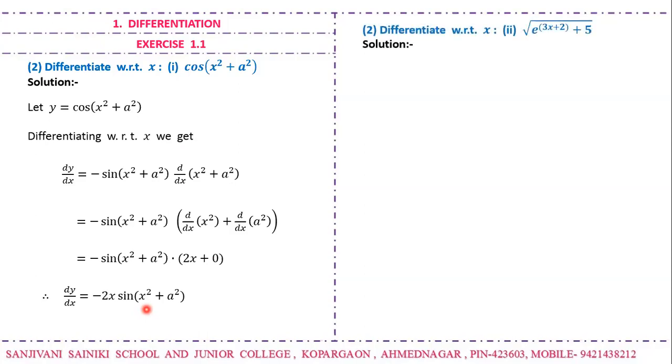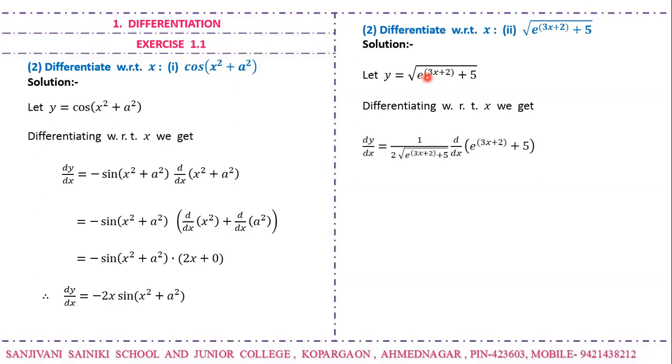The second example is under root e raised to 3x plus 2, plus 5. So let y be equal to under root (e raised to 3x plus 2, plus 5). Differentiate with respect to x. Here again we will treat this function as root f of x. So what is the derivative of root f of x? It is 1 upon 2 root f of x into f dash of x.